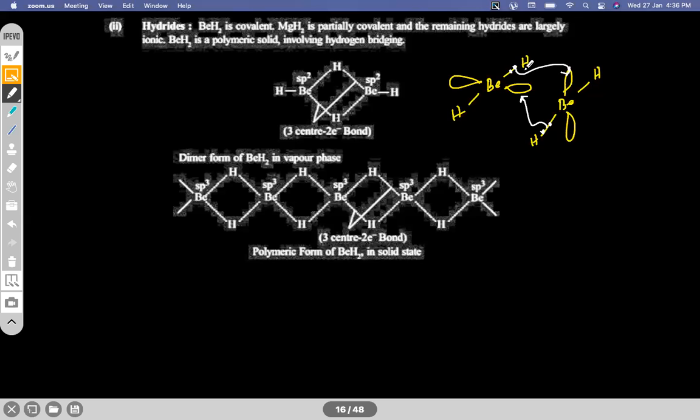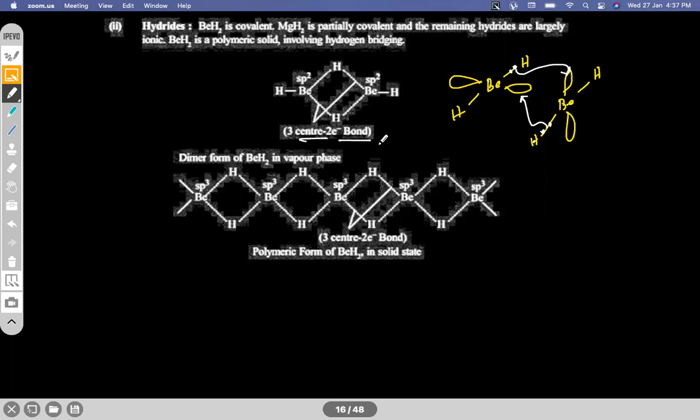Means here we have a trijunction, right? The orbital of this and the orbital of this, these three will overlap, and this 2-electron pair is now distributed among three atoms, 2 beryllium and 1 hydrogen atom. That's why we have 3 centers, 3 nuclei: 2 beryllium nuclei and 1 hydrogen nucleus. Among these 3 nuclei we have only 2 electrons present. Hence the bond is called a 3-center 2-electron bond.